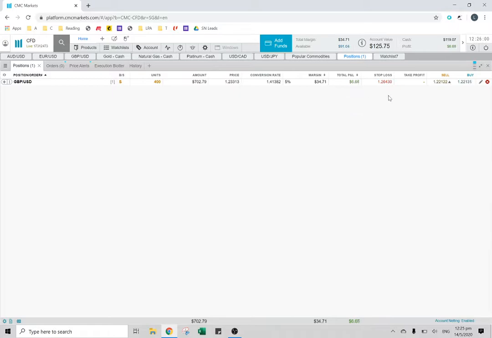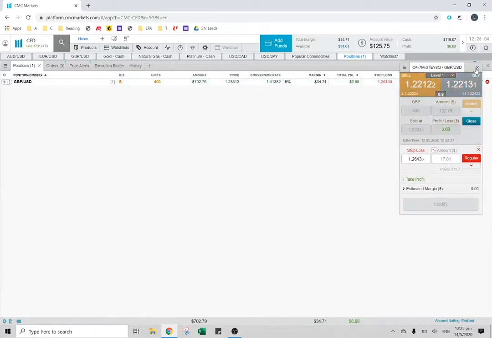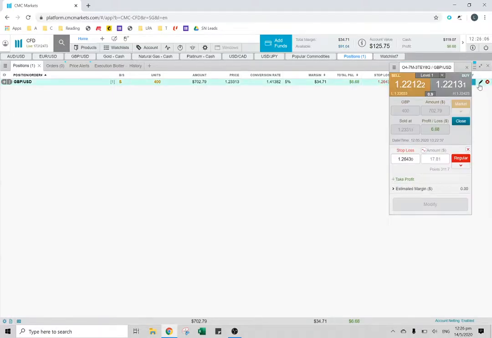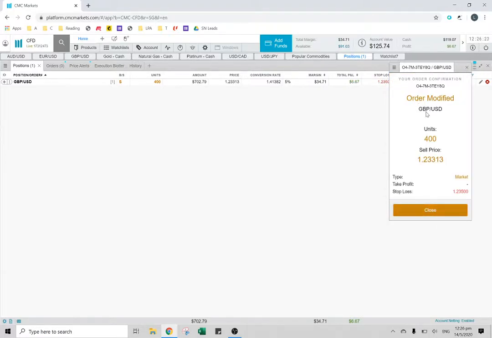Am I done? Stop loss 1 point. How do I do this? Maybe this button. Stop loss order 1.235. Modify. Okay, order modify, sell price at 1.23. Nope, wait, stop 1.235. Yeah.